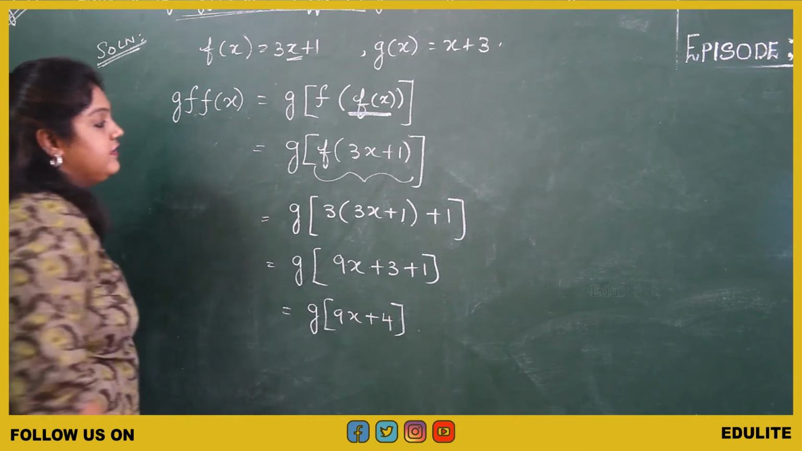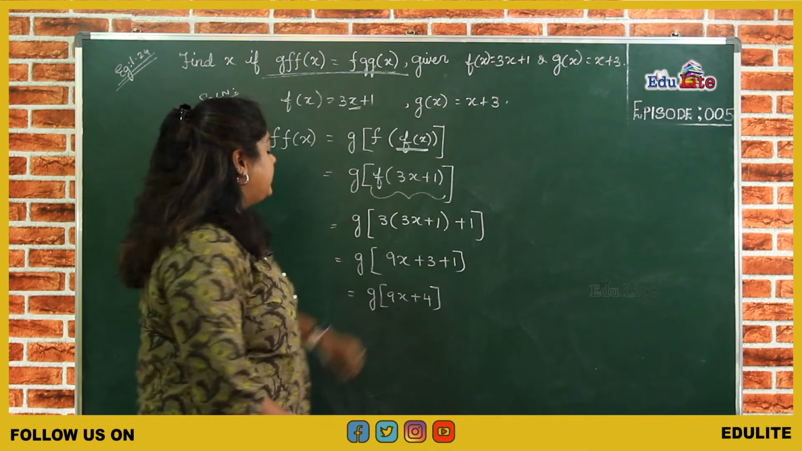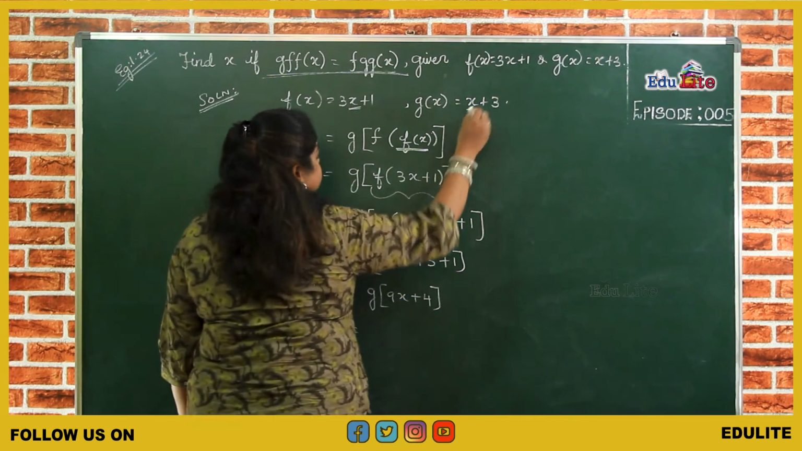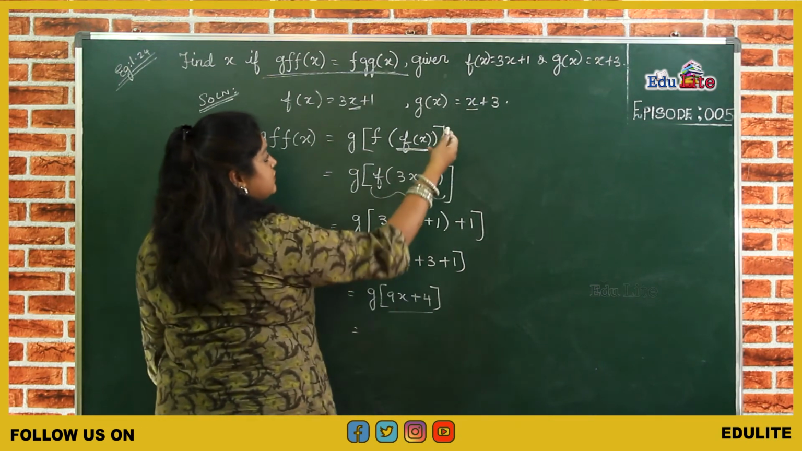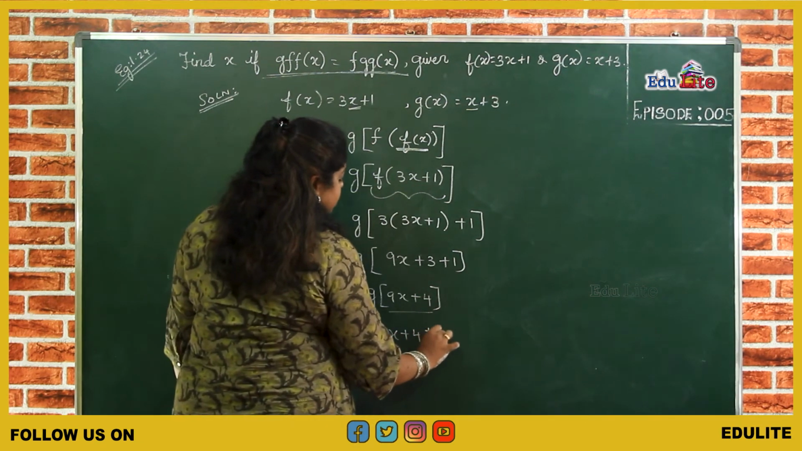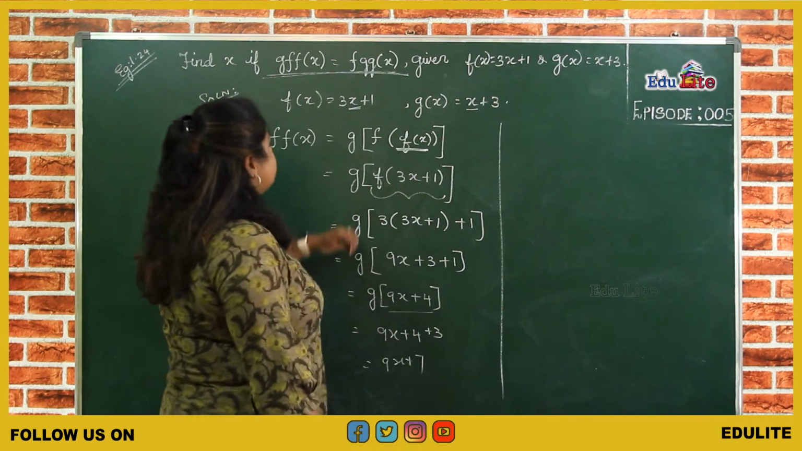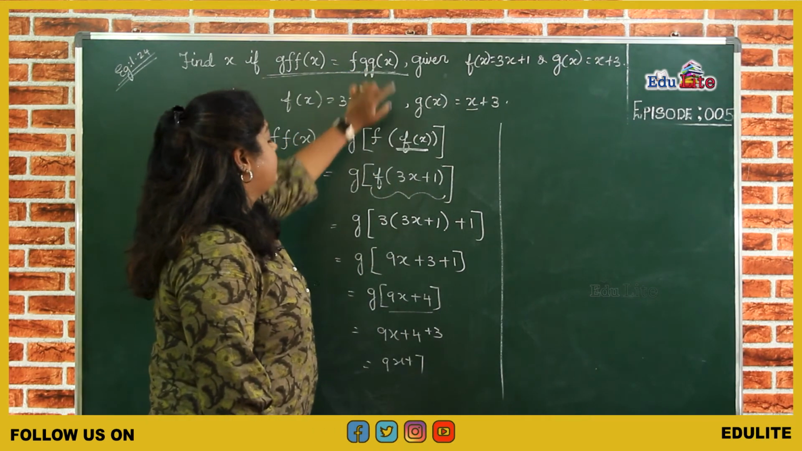Now what we have is g of x function. What is the function of g of x? It is x plus 3. So instead of x we have 9x plus 4. We have to substitute. So this will become 9x plus 4 plus 3, 9x plus 7. Similarly, we have to find f g of x.